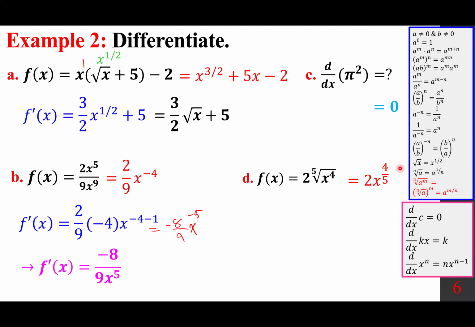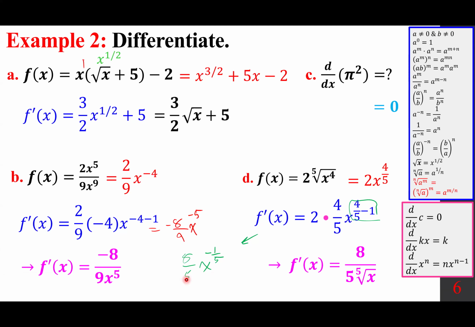So 2 times 4 over 5, x to the power of 4 over 5 minus 1, according to the power rule. So obviously this is 8 over 5. Then x to the power of 4 over 5 minus 1 is negative 1 over 5. So this goes down, becomes x to the power of positive 1 over 5, or the fifth root of x.